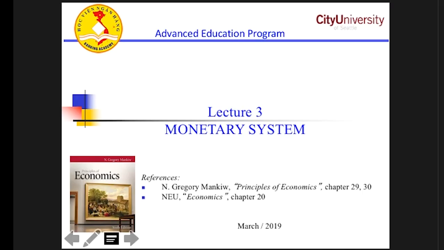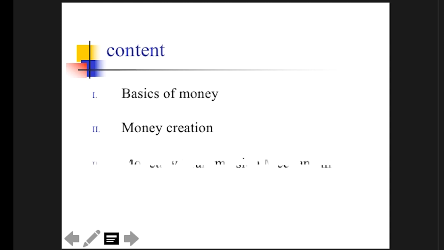Lecture 3, Monetary System Part 2. From Part 1, we have understood the basics of money and money creation. So now in Part 2, we will explain the application of money in two cases. One is the monetary transmission mechanism, and two is the effects of money on inflation in the economy.